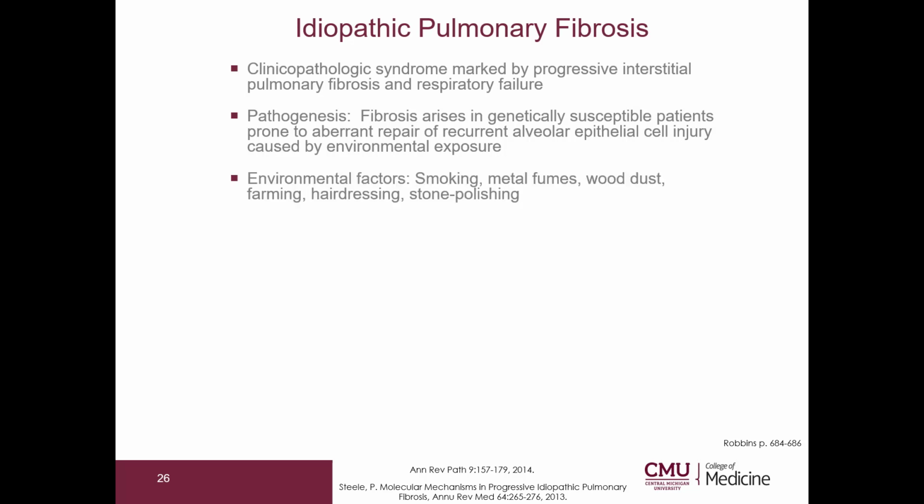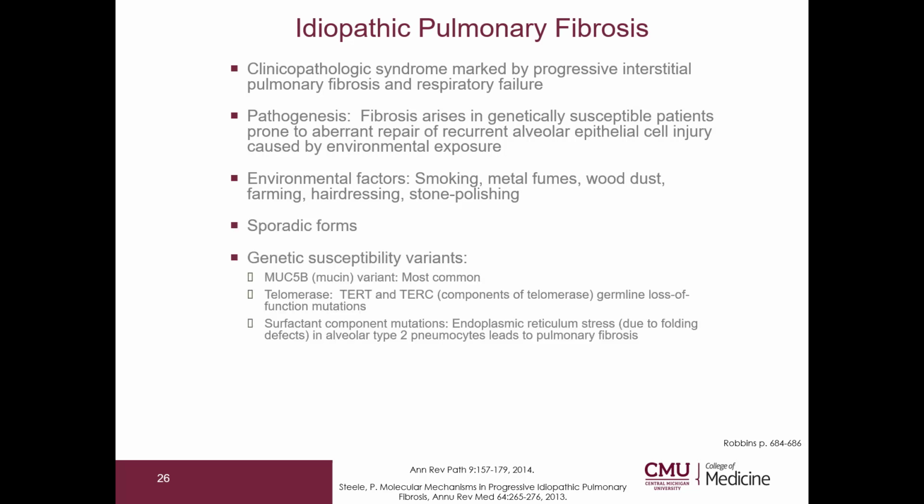Environmental factors include smoking, metal fumes, wood dust, farming, hairdressing, and stone polishing. There are also sporadic forms. Genetic susceptibility variants include the MUC5B variant, which is the most common genetic susceptibility variant, telomerase mutations in TERT and TERC, which are components of telomerase. These are generally germline loss of function mutations.